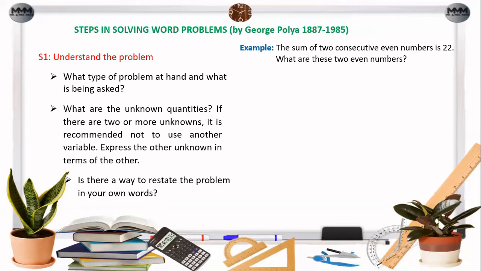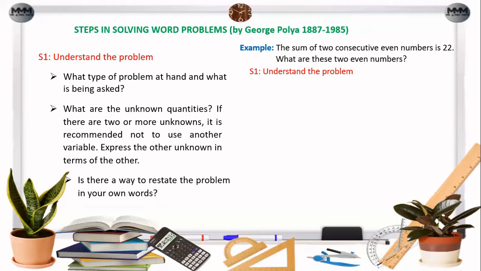So let's consider here an example to illustrate the first step. The problem is: the sum of 2 consecutive even numbers is 22. Now, what are these 2 even numbers? So we have here the problem. Now, in this problem, to use the first step, we can represent the unknown quantities, because we are to find 2 even numbers wherein if we add them, the sum is 22.